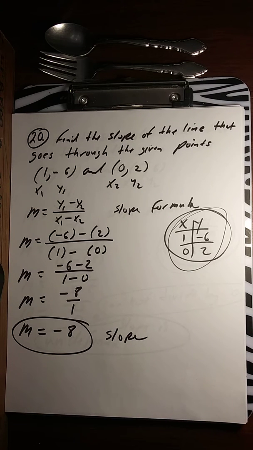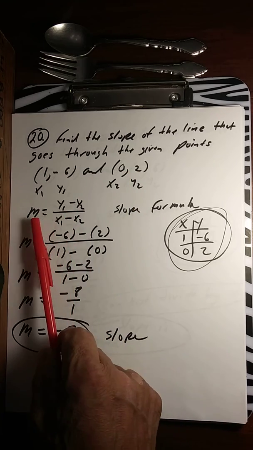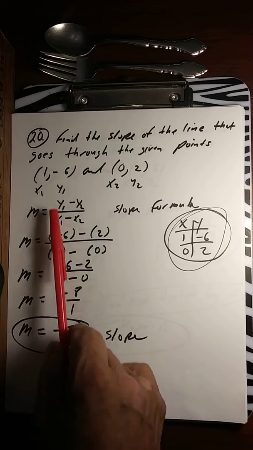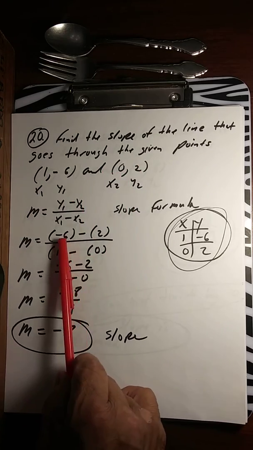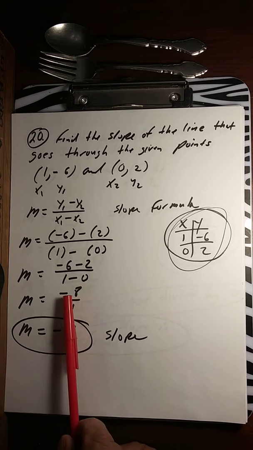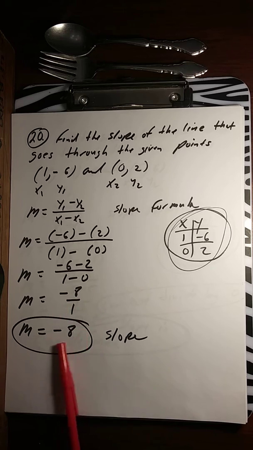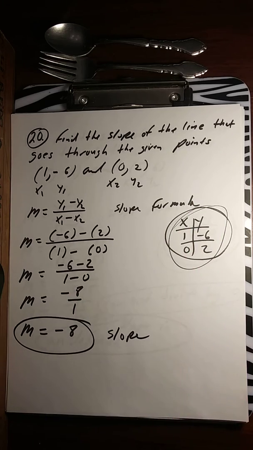Find the slope of the line that goes through the given points. Okay. x1, y1, x2, y2. Slope is m equals y1 minus y2 over x1 minus x2. Put the numbers in there. So negative 6 minus negative 2 is negative 8. 1 minus 0 is 1. And this is going to be a negative 8. So this is the points. Find the slope between those points right there.